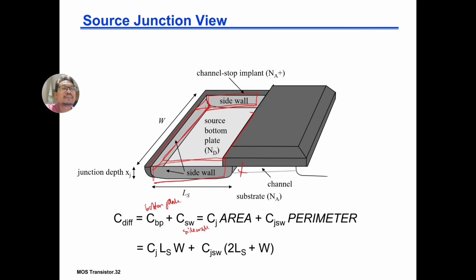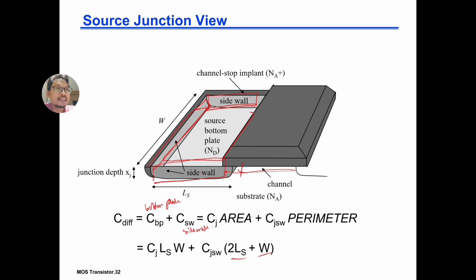Here it doesn't count, because the signal doesn't go through there. We have the current flow, but it's not using the capacitor there. So basically it's going to count only here. If you see here, 2Ls plus W.